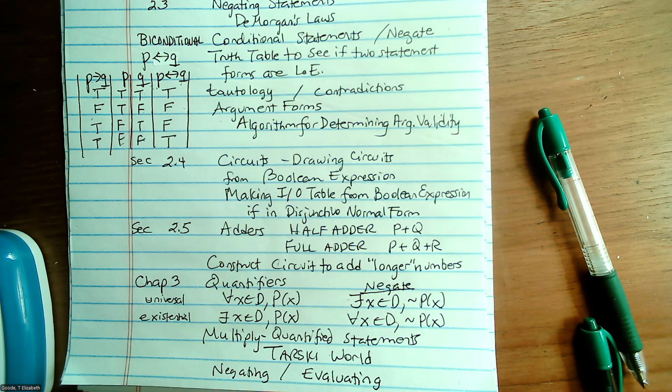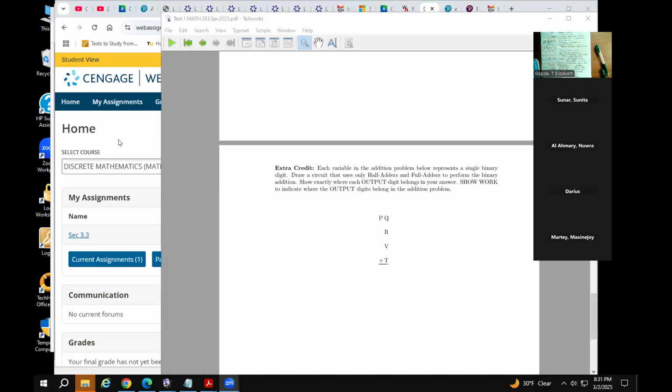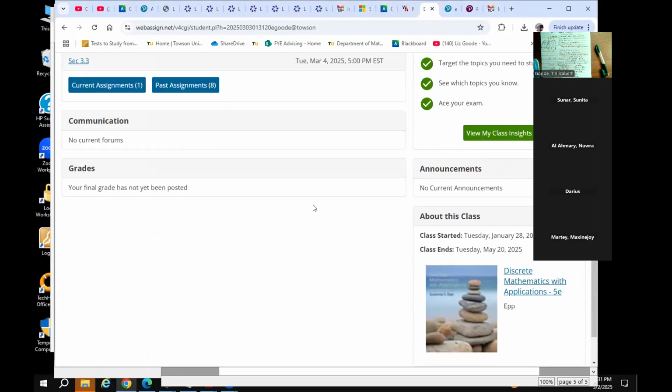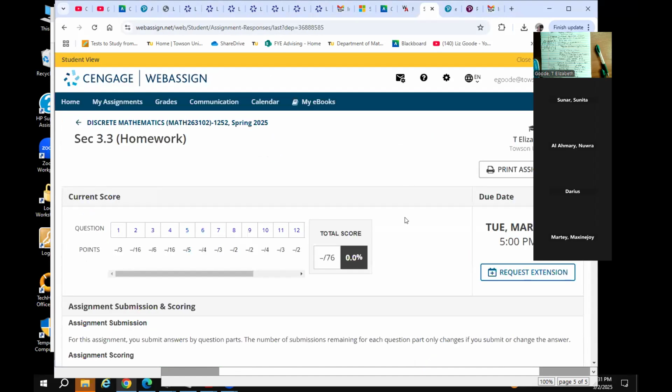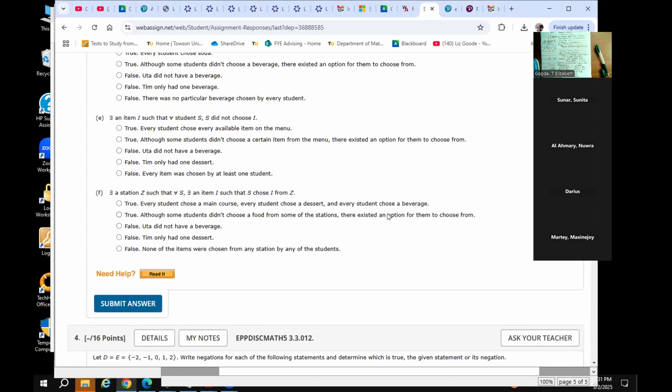It was section 3.3. All right. I'm going to share my screen and we can view this as a student. It was number 15. All right. So section 3.3, number 15.